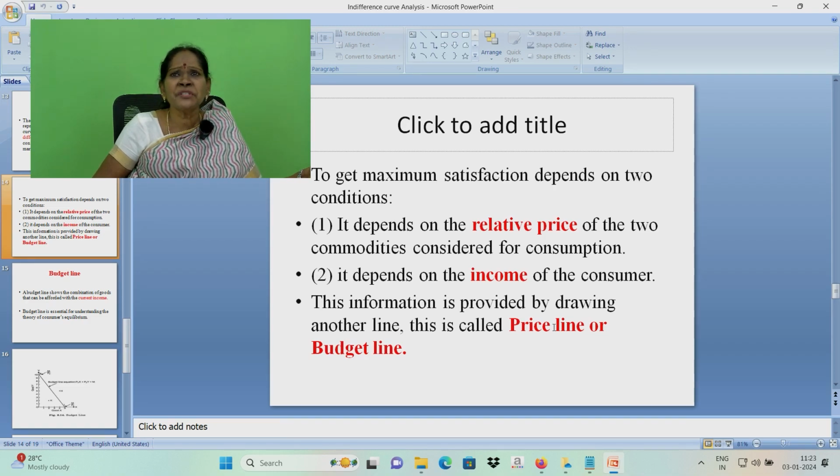To get the maximum satisfaction, it purely depends on two different conditions. One is the relative price of the two different commodities, which is going to be the main concept. The other one is the income of the consumer. The relative price is nothing but the prices of substitute commodities. So the income of the consumer and the relative price are going to decide the satisfaction of the individual. Now we are going to see about the price line or budget line.